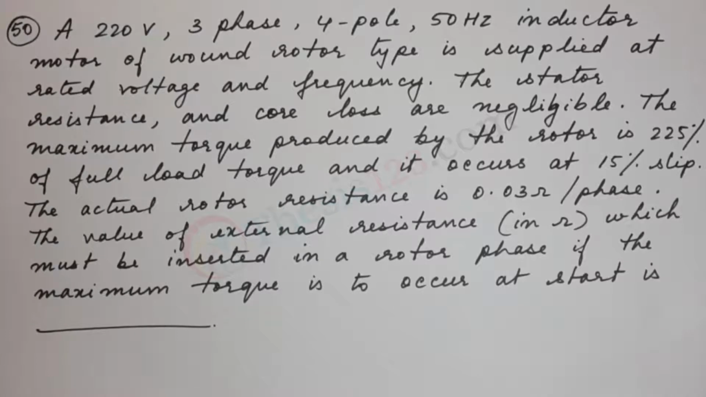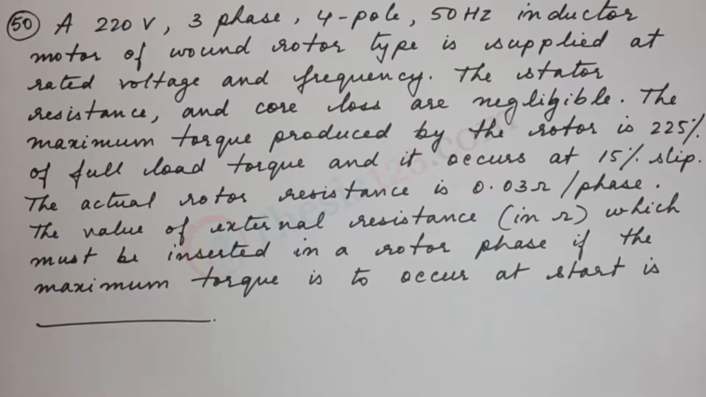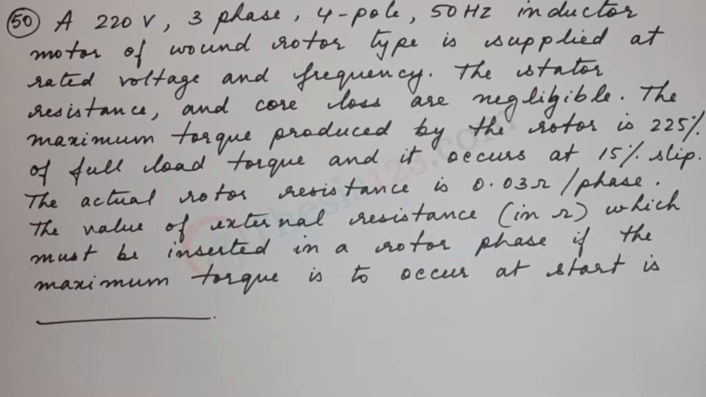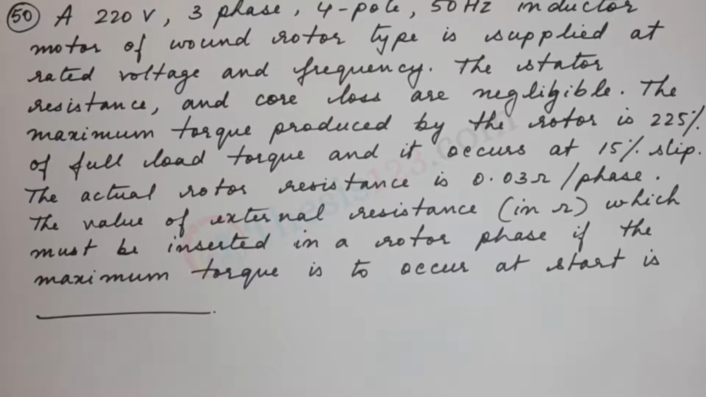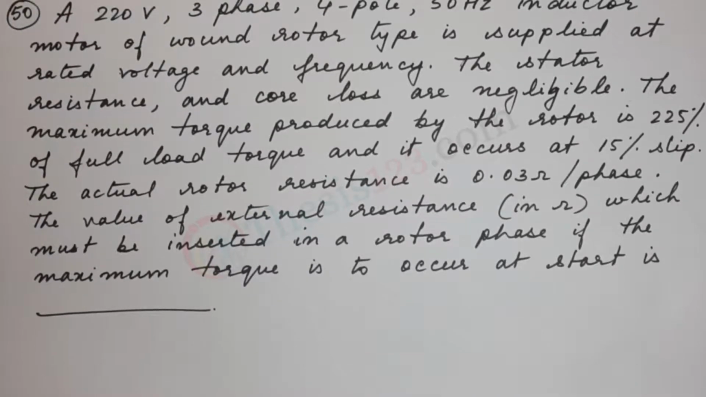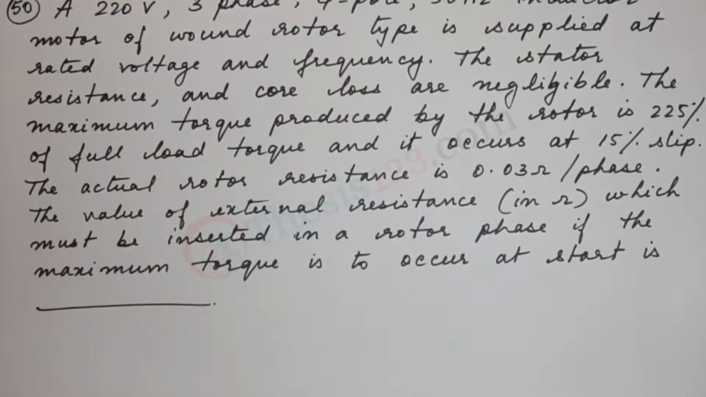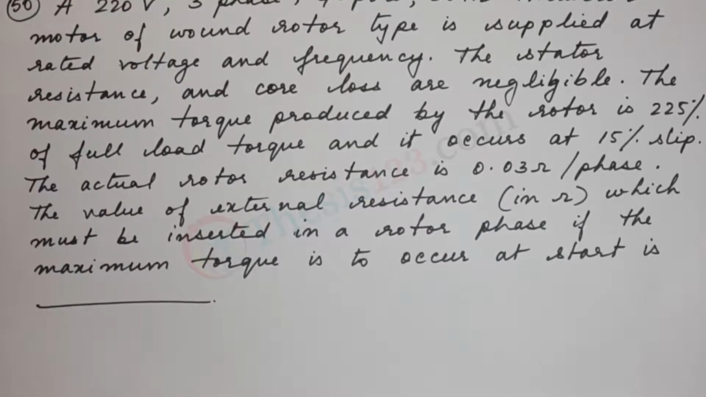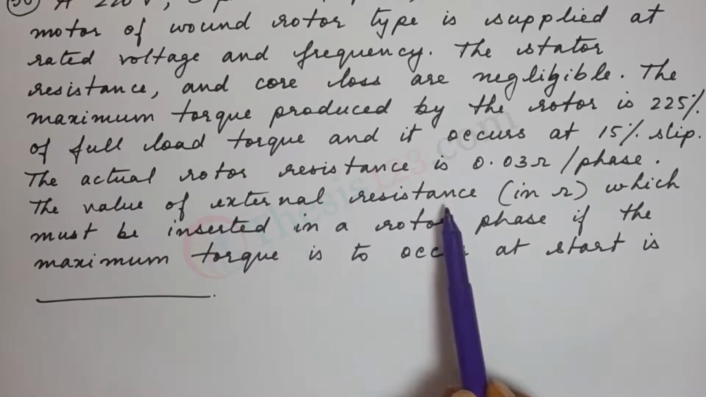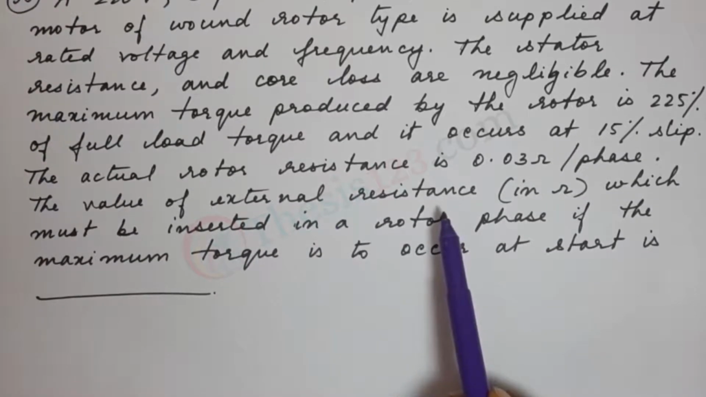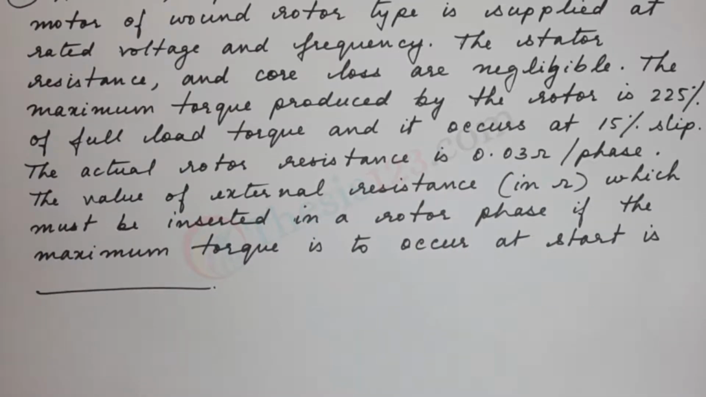The actual rotor resistance is 0.03 ohm per phase. The value of external resistance in ohms, which must be inserted in a rotor phase if the maximum torque is to occur at start, is dash. Okay, so we are asked to find out the value of the external resistance when there is maximum torque occurring at the start of the motor, at starting in fact.